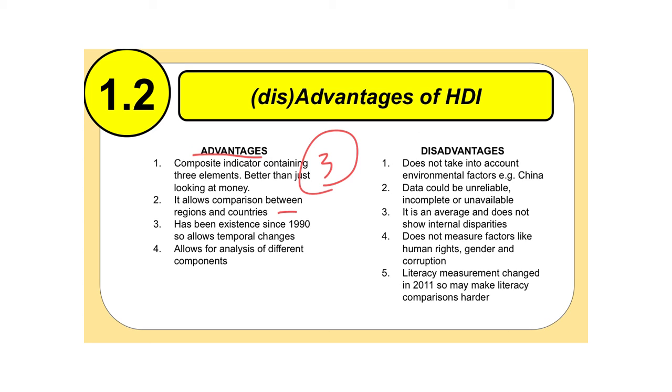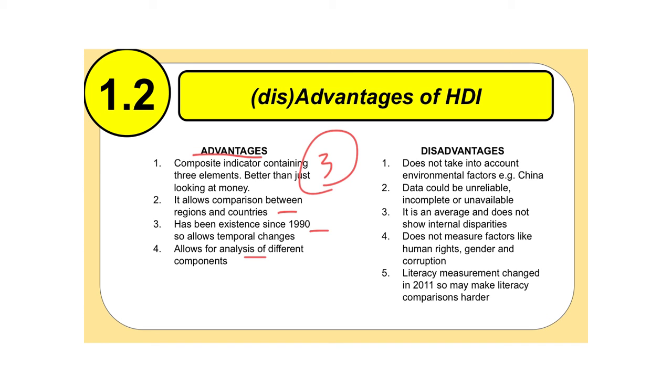So you can actually look at, as opposed to GDP, they actually analyze their data along different types of regional and national agendas. It's been around since 1990, and it allows temporal changes. So, as the world changes and things like that, the Human Development Index can grow and ebb and flow as well. And it allows for analysis of different components.